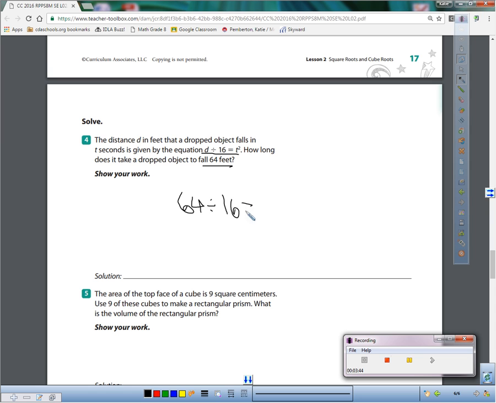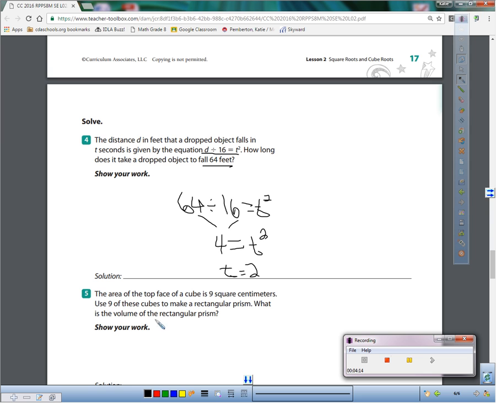And that's going to give us t squared. Again, forgive the sloppy writing. So on this, when you do 64 divided by 16, that gives you 4. And we're looking for what squared actually gives us 4. So how many seconds would that be for time? That means that time has to be 2 seconds, because 2 squared gives you 4.